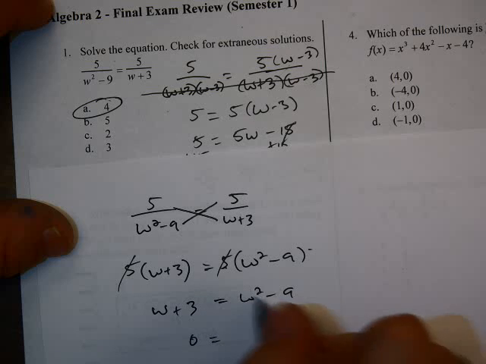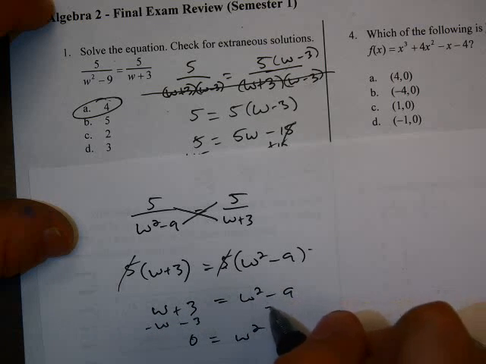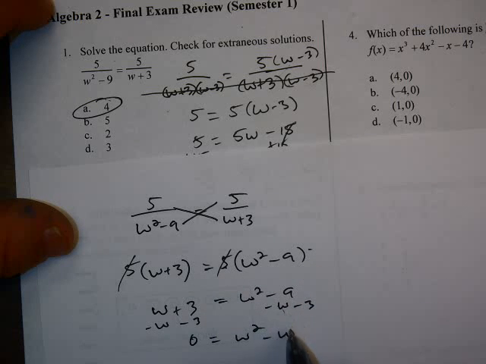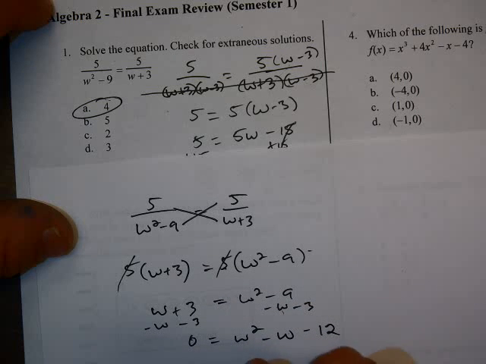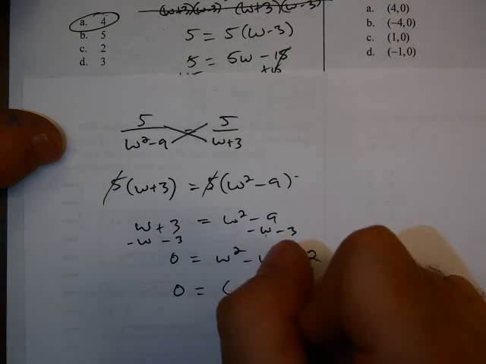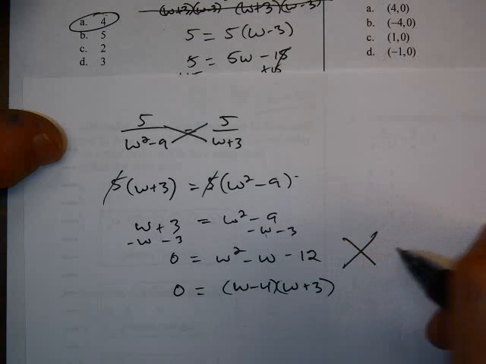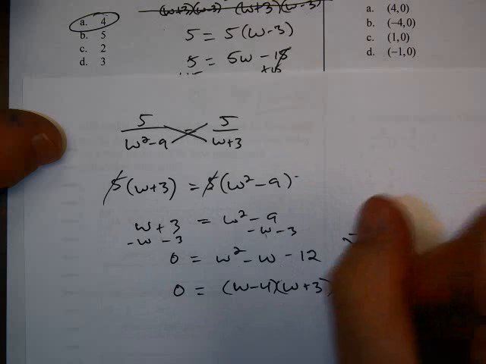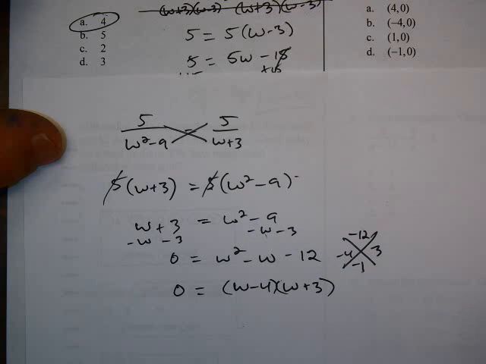I'm going to move everything to this side with the w squared: subtract w, subtract 3. So I get w squared minus w, combine these, I get minus 12. Now, hopefully you're good at factoring, where I can get w minus 4 and w plus 3. This is one of those diamond factoring problems. Negative 12 on top, negative 1 on the bottom. Negative 4 times 3 is negative 12. Negative 4 plus 3 is negative 1.